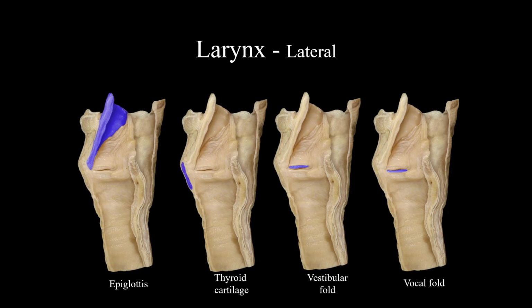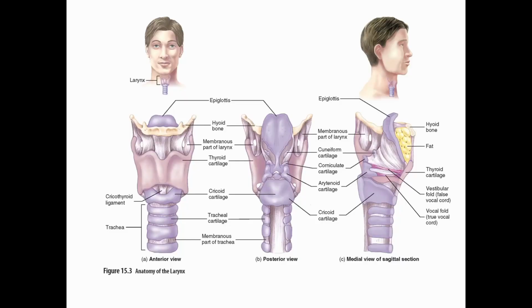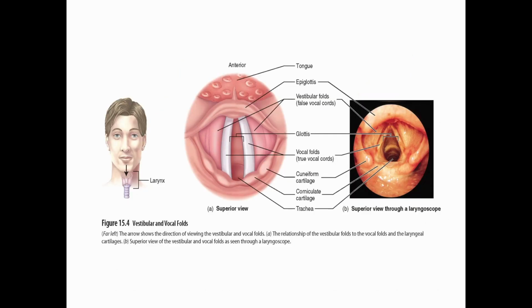So this is the lateral view of our larynx, and a more illustrated view of the different parts of our larynx. Okay, this is a superior view of our larynx. You can only see this if you use a laryngoscope, which is a special device to let you see the throat.